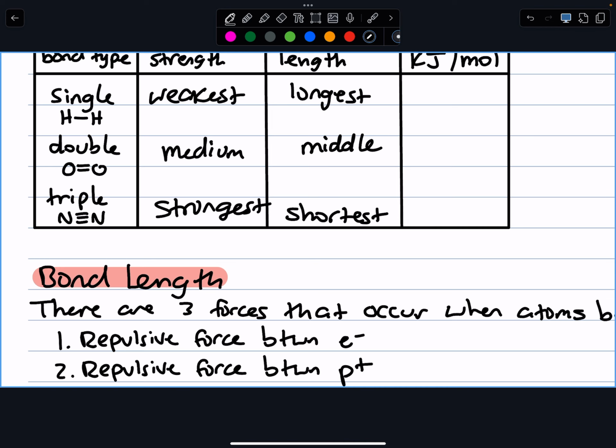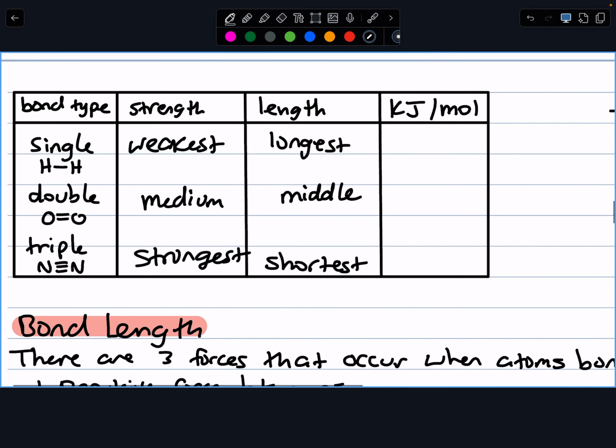Okay, now what do I mean by energy? Bond dissociation energy is the energy needed to break a bond. If this bond is so strong, will it be easy to break? No, so I'm going to need a lot of energy.